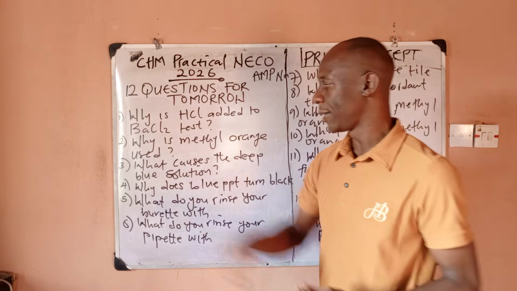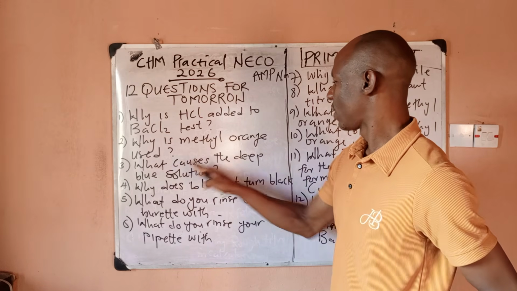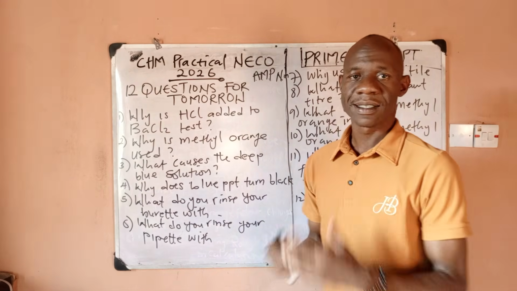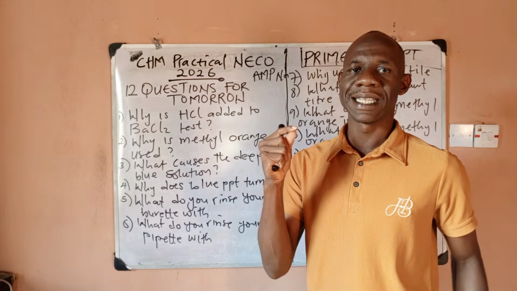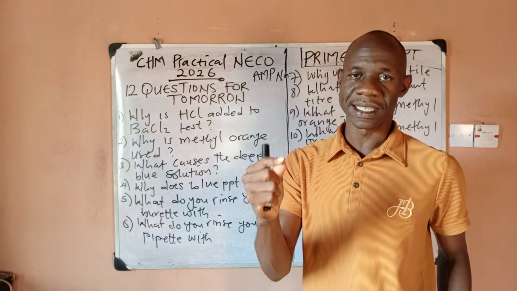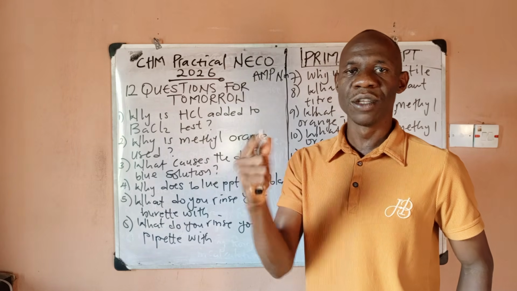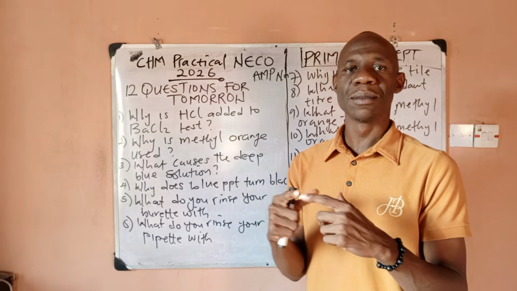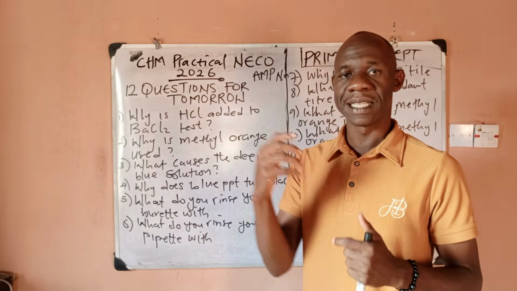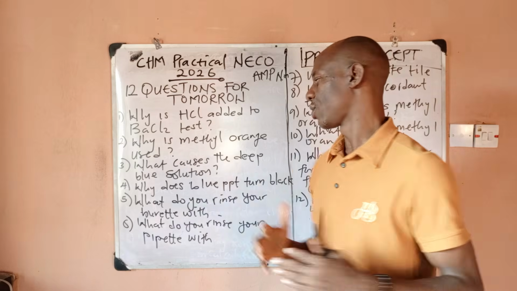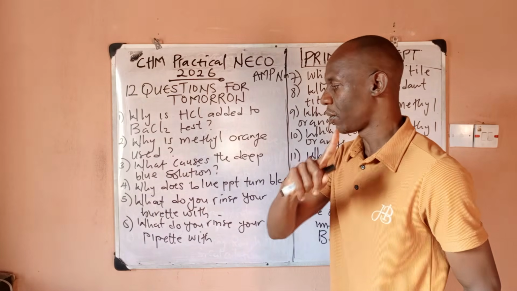Now, question number three, what causes the deep blue solution? What actually causes your deep blue solution is when ammonia is added to the solution in excess. Remember, when you add ammonia in drops, it gives you a light blue precipitate. But when you add ammonia in excess, the precipitate dissolves and it gives you a deep blue coloration or solution. So that is ammonia in excess. Take note of the point: excess.